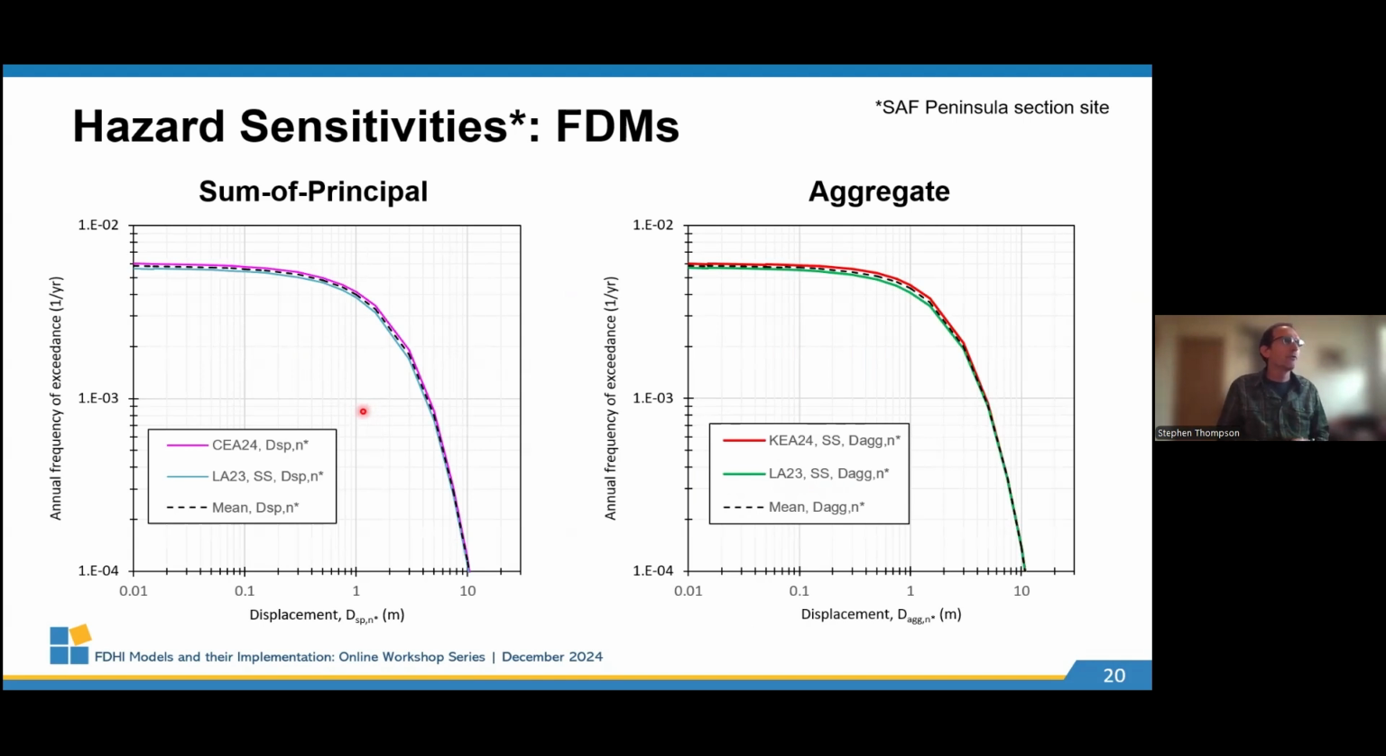Hazard sensitivities. We'll focus on the hazard sensitivities of our fault displacement models. We have the sum of principal right here, where we can show that they're very similar shapes between the Chiou et al. and the Lavrentiadis and Abrahamson, really surprisingly close. The slightly lower rate of ruptures in the Lavrentiadis and Abrahamson model is due, we interpret, to that gap probability that's built into their approach. For the aggregate models, similarly, we have extremely similar shapes, very little difference between the Kuehn et al. and the Lavrentiadis and Abrahamson.